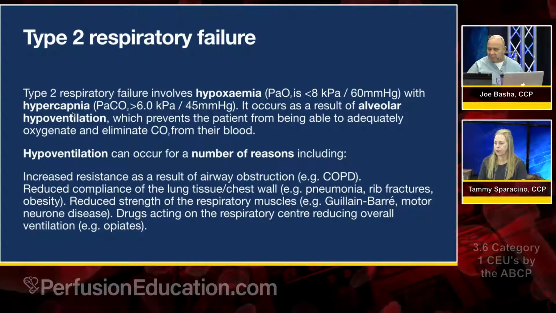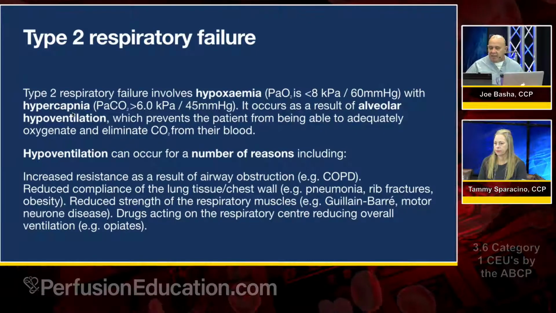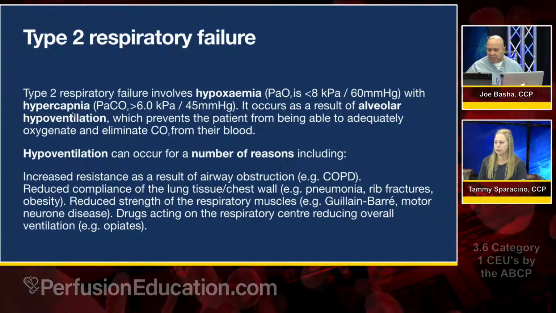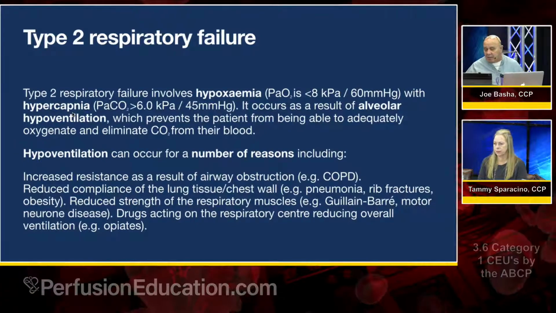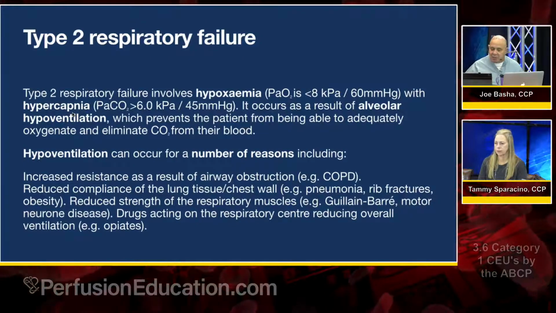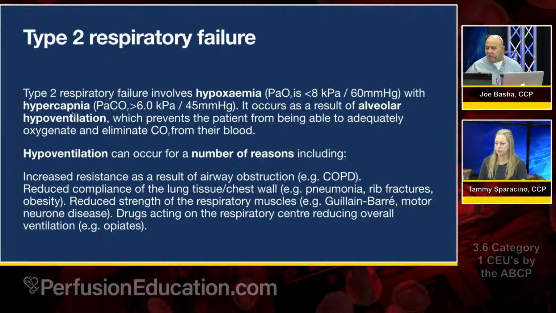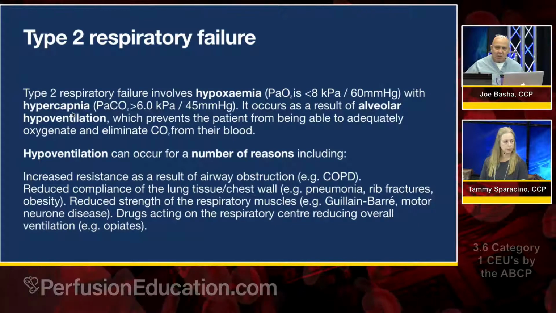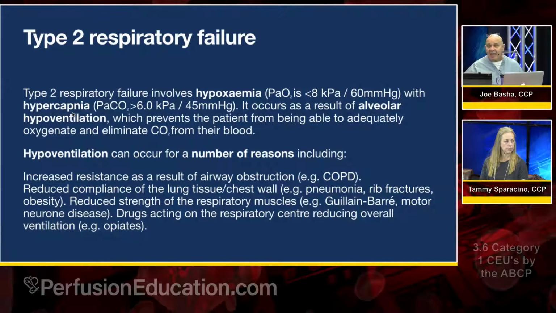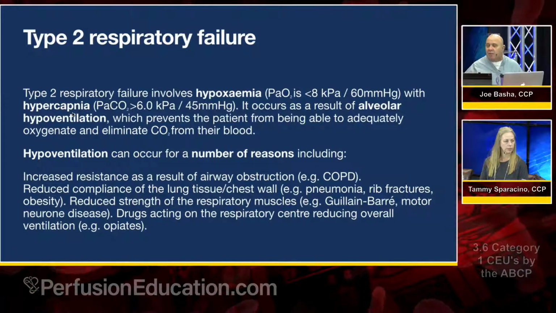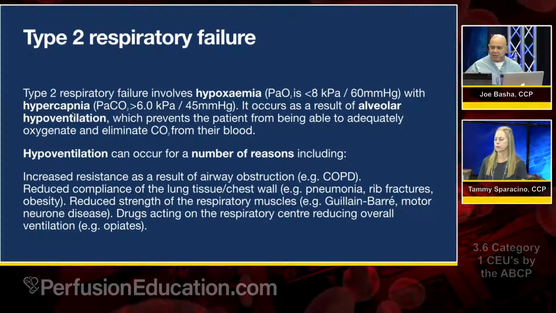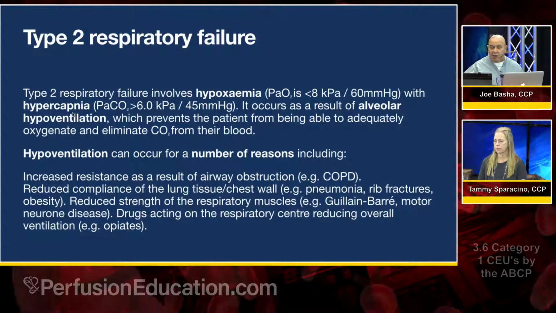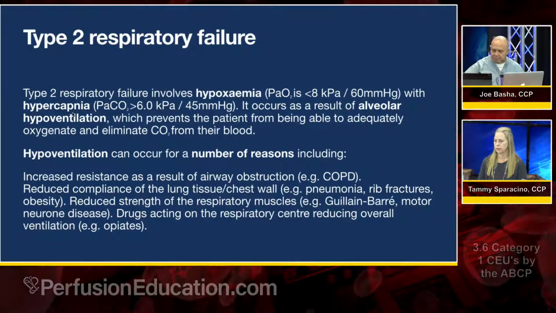Hypoventilation, we discussed the different reasons that can occur: increased airway resistance, reduced compliance, Guillain-Barré, neuromuscular blockade. It's kind of wearing off, but they're still weak. Any drugs acting on the respiratory center, reducing overall ventilation, such as opiates, or just really not having the vent tuned properly. If you have a patient who is completely ventilatory dependent and also on ECMO.